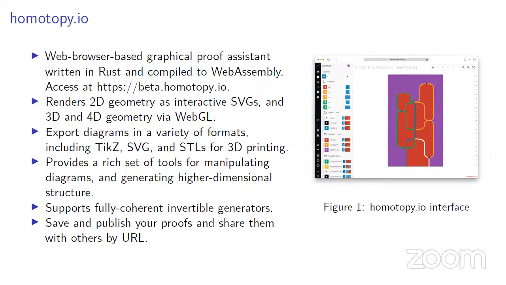Okay, so what is homotopy.io? Well, homotopy.io looks a little bit something like this when you're in it. It's a graphical proof assistant for working with finitely presented semi-strict higher categories in the form of n-dimensional string diagrams.